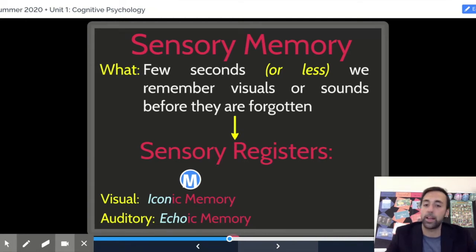So if letters or numbers are flashed on the screen and you're able to remember very briefly one of them or two of them, that's iconic memory. If you've ever been called on when you're not really paying attention, but you can remember the last moment or so, truly the last second or so, that's what we call an echoic memory. Again, the letter M stands for mnemonic, and I've isolated the word icon and echo so that you can connect visual and auditory to each of those.